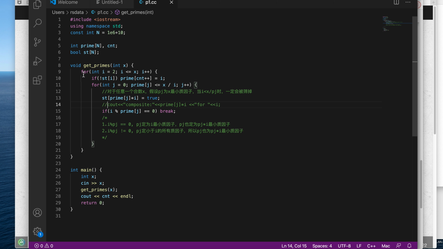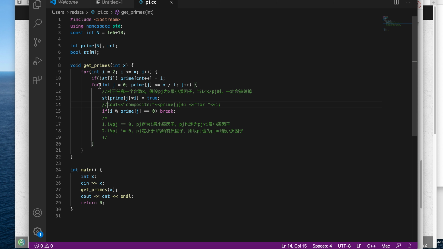So this outer loop loops from 2 up to x: i less than or equal to x, i plus plus. So st is a flag, basically marking whether it's a prime or not. If it's not already flagged, this number i is actually a prime number. So it's put into this prime array, and count will increase by 1.